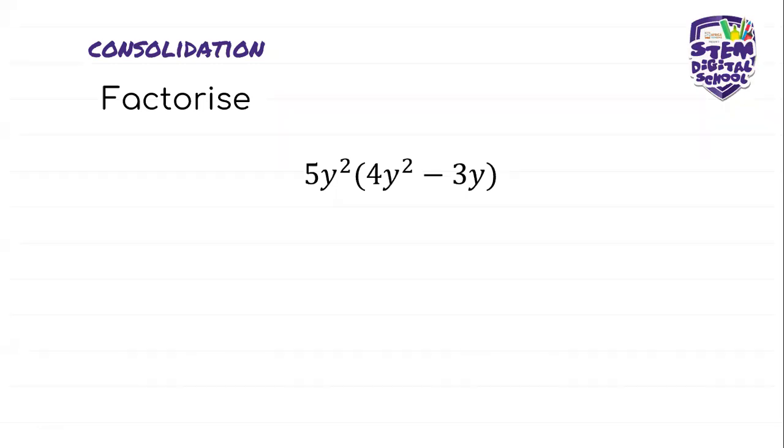This looks a bit tricky. We have 5y squared, open bracket, 4y squared minus 3y. So can we factorize this expression? Let's factorize the expression. The expression is as follows: 5y squared, open bracket, 4y squared minus 3y. Can we factorize such an expression? If anyone is ready, please share your answers with us.